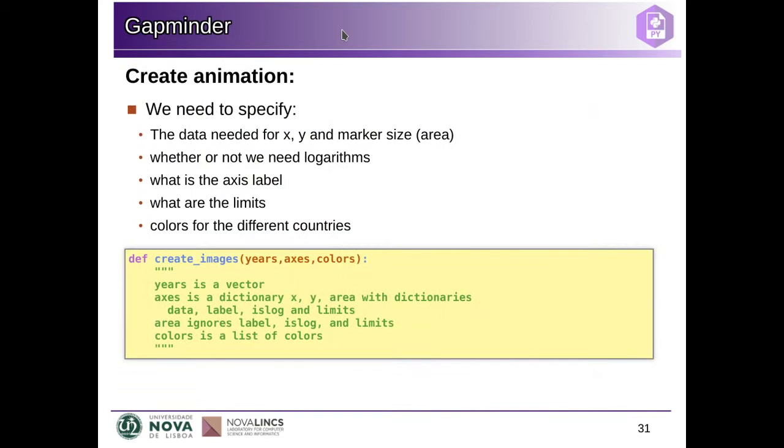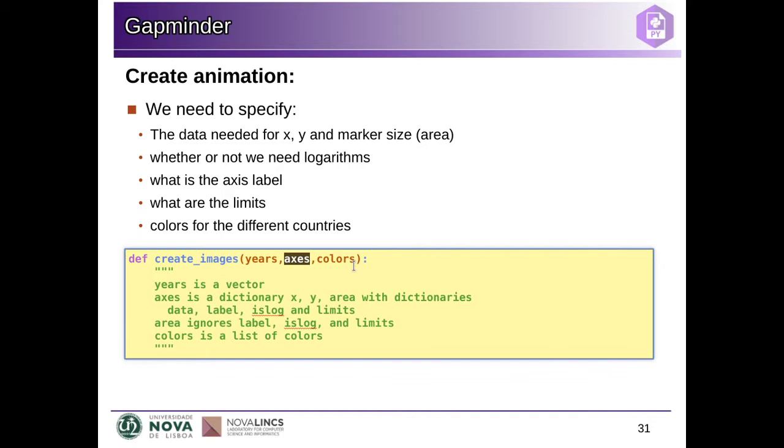Okay, so now to create the animation, we need to create a function to loop through all the years and save each individual frame. But we also need to give that function all the data we want to represent in the chart. So we're going to give it a list of the different years because we want them in the title and so on. And we are going to give a dictionary specifying how the axes will be created. For this we need to specify the values, so give a table with the different values.